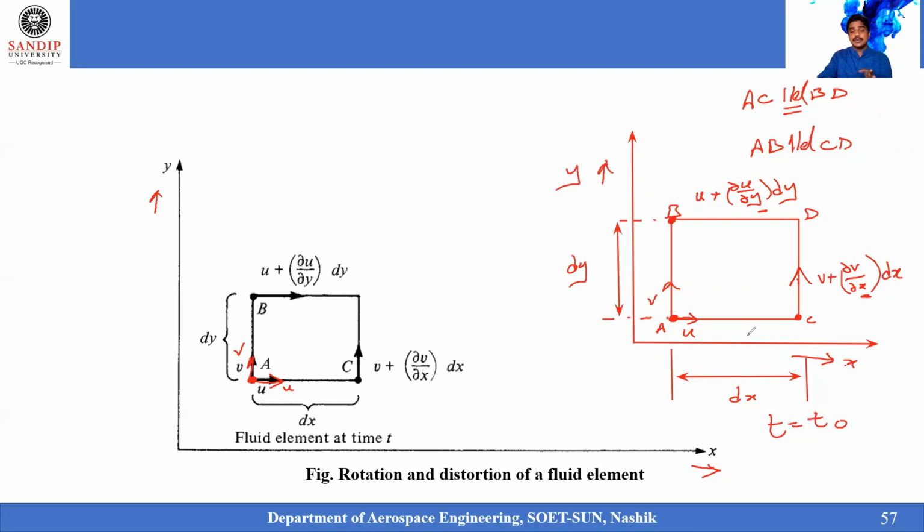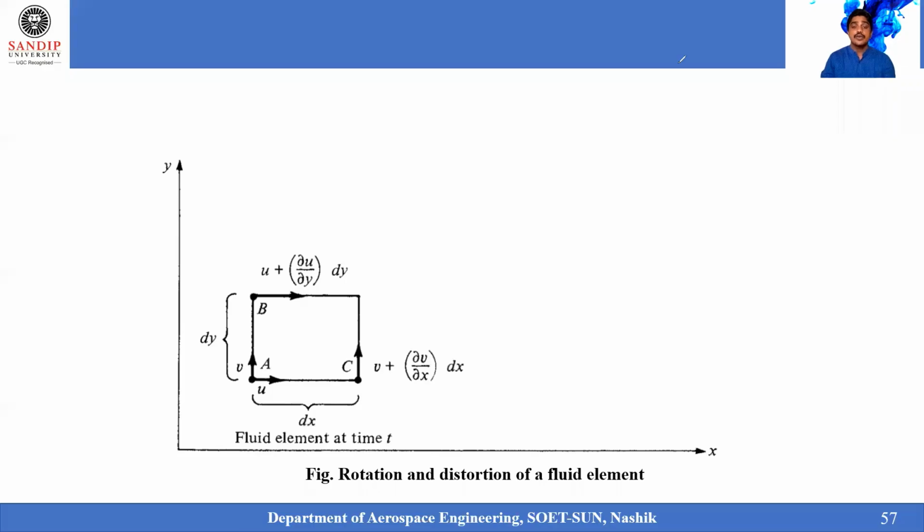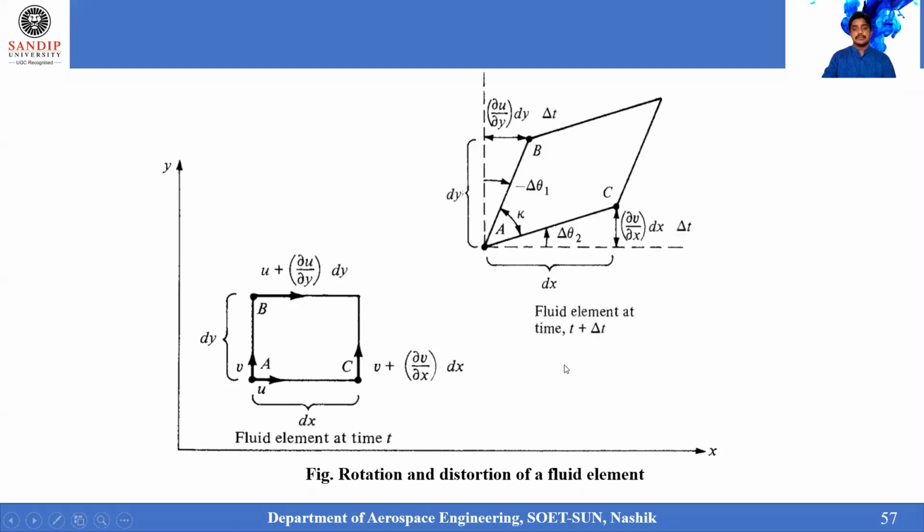Now let us see what happens when it is changing with respect to the time t. What happens to this particular fluid element? Let us see. Now if you see this particular fluid element, when it is applied with u and v velocity, after a time t, where initially we considered t is equal to t. Now the velocity has been changed with respect to the time, that is t plus delta t.